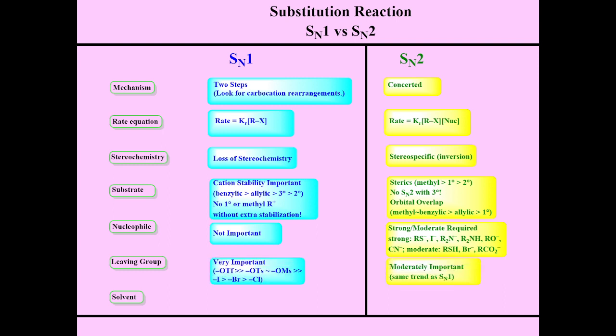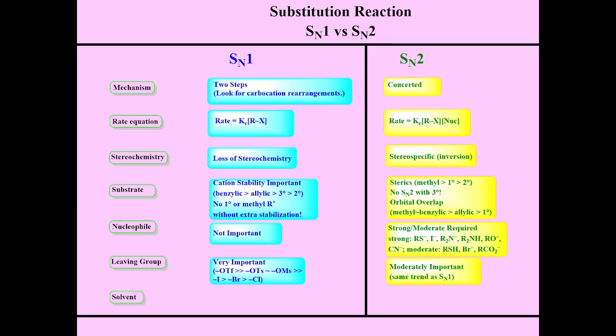In terms of leaving group, it plays a very important part in case of SN1, because the better the leaving group departs, the more easily the carbocation will generate. So the important leaving groups, as you can see over here, triflate or OTs or OMs, will be preferred compared to iodide or bromide or chloride.